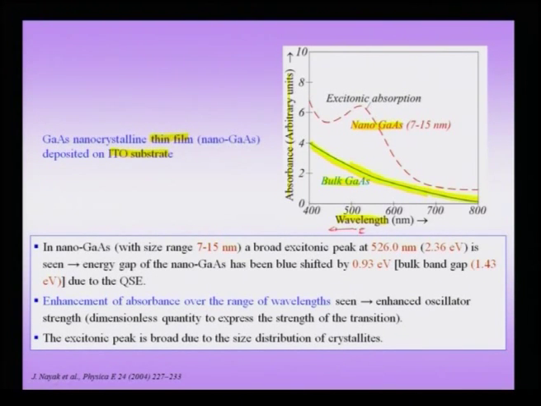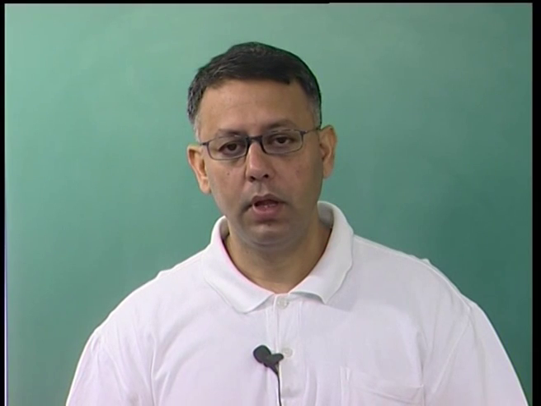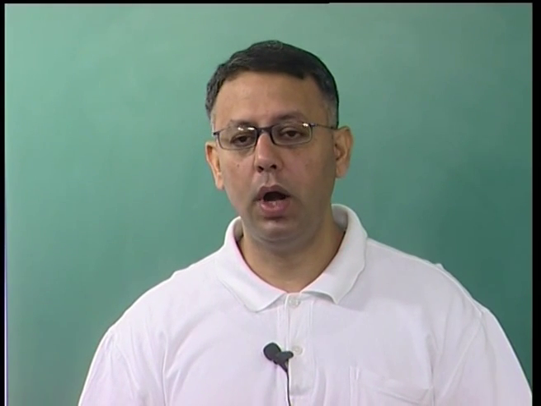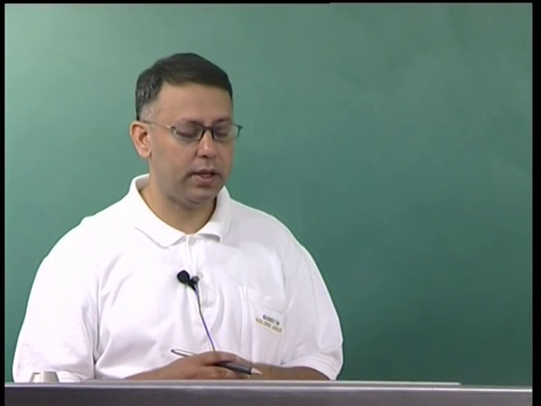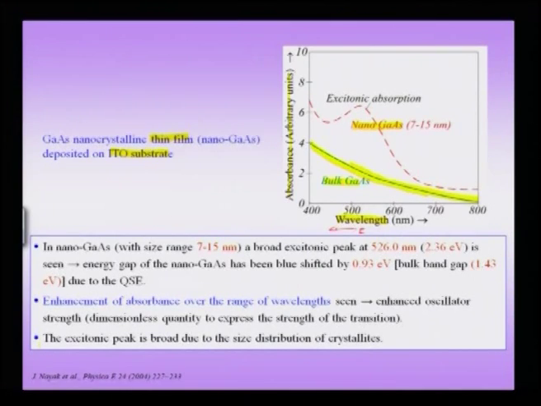Of course, one of the things is that you do not find an excitonic absorption, because this is a room temperature experiment, wherein you expect that the exciton has been dissociated. However, in their paper they plot a peak like this for the nano gallium arsenide and call it the excitonic absorption. This nano gallium arsenide has a size range of about 7 to 15 nanometer nanocrystals. That means this is not a monodispersed system.